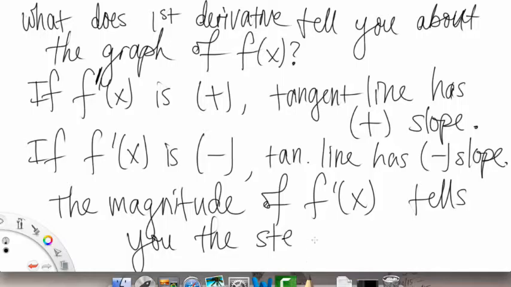Okay, so steepness. How steep is the hill that we're going on, or traveling down or up? All right, so now we'll go over a special case for derivatives.